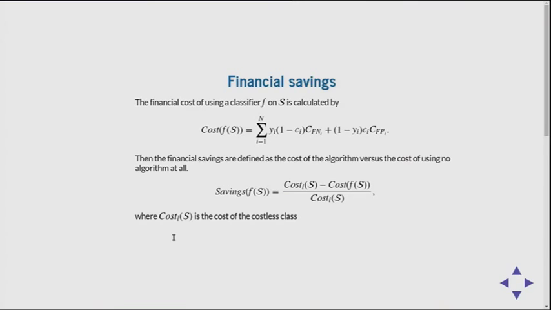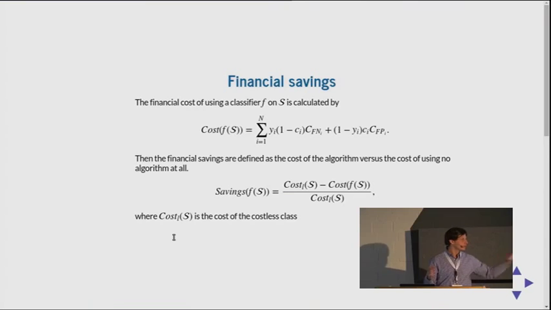However, the total cost is normally not that easy to interpret, so a better way to interpret it is as savings. And the savings are defined as the cost that your model has compared with the cost of using no model, meaning the naive model that is going to predict that there are no positives. So that's a very simple way to evaluate the savings.